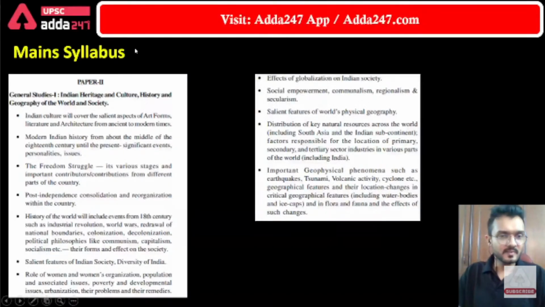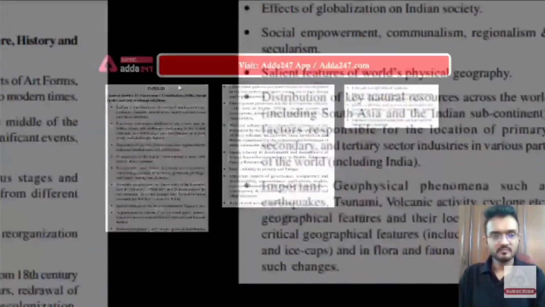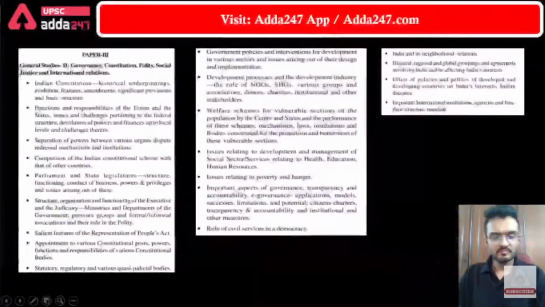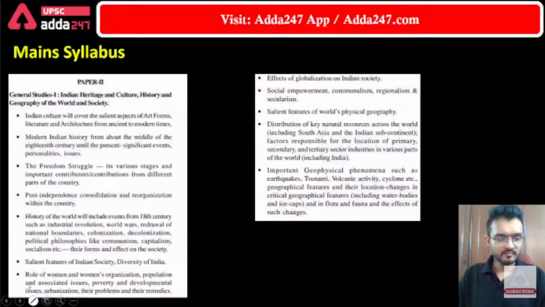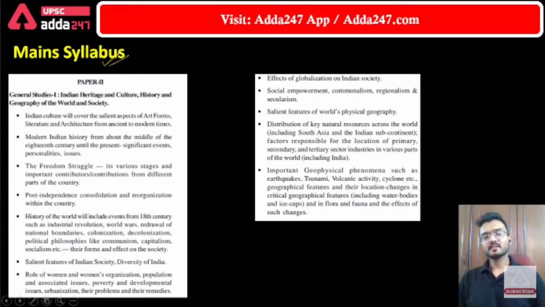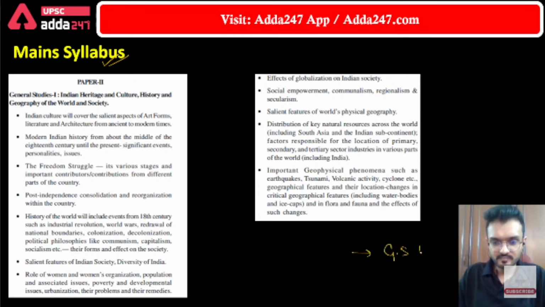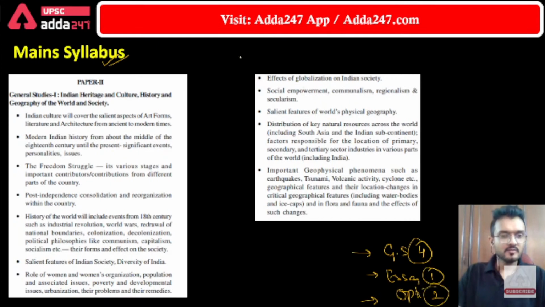So let's see the mains syllabus. The UPSC has given the syllabus of mains in a detailed manner. As we have seen, there are 4 GS papers, 1 essay paper and 2 optional papers. So today we will discuss each GS paper one by one in a detailed manner and how to prepare for it. So the first paper is GS1.